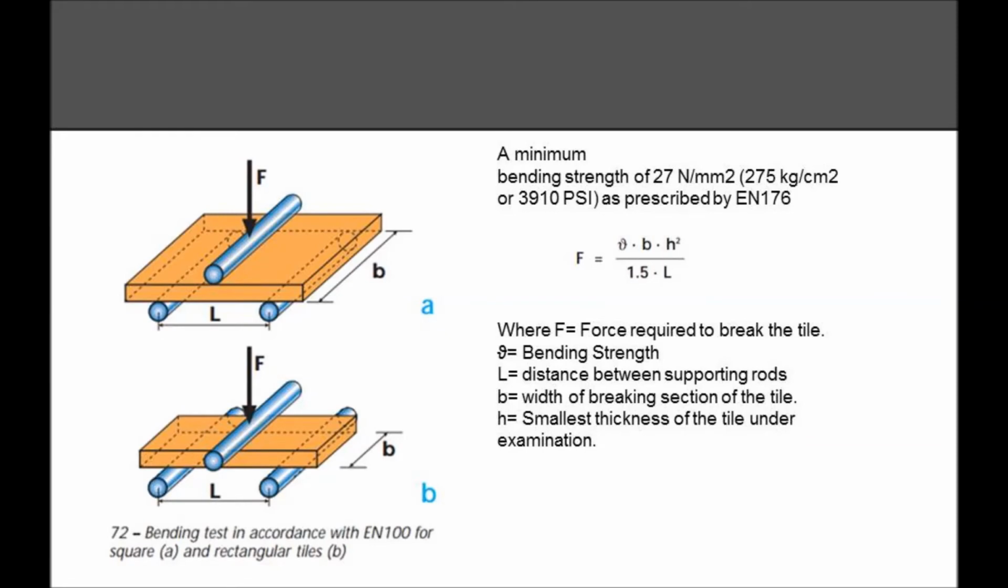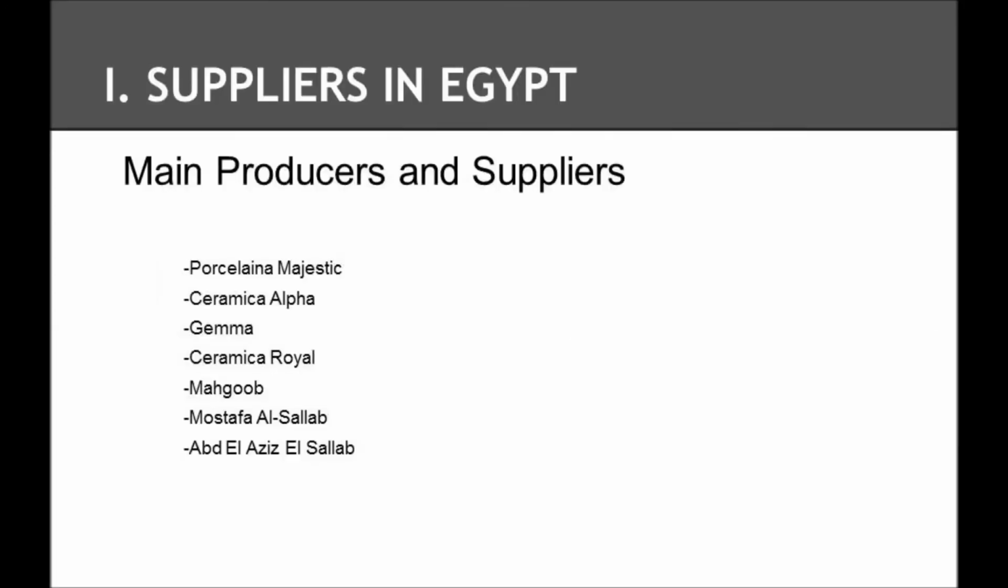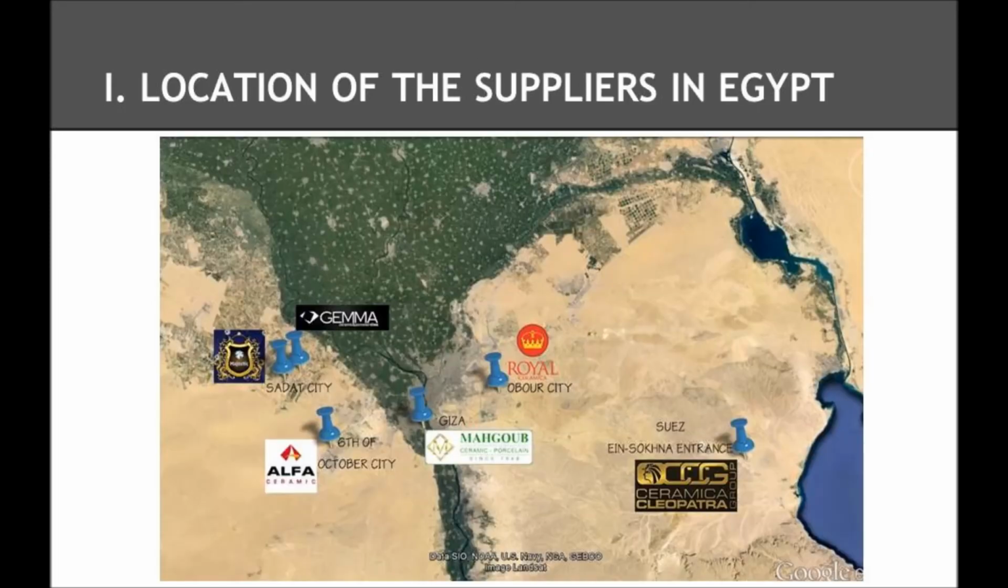In addition to all of these tests, there are also tests conducted on porcelain that test its bending moment and how it reacts to certain bending strengths, as shown in the following slide. We now fall upon the final part of our presentation, in which we talk about the suppliers of porcelain found here in Egypt and the main producers and suppliers. The main producers and suppliers include Porcellina Majestic, Ceramica Alpha, Gamma, Ceramica Royal, Mahgoub, Mostafa Al Sawy, and Abdelaziz Al Sawy. Also, we have included a map of the location of the suppliers here in Egypt, provided by Google Earth.